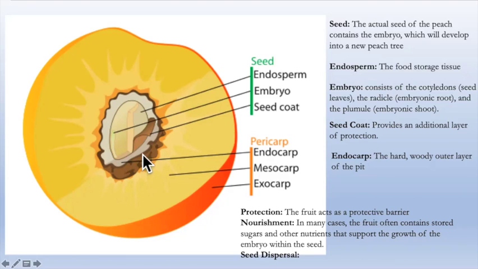Then there is the endocarp. The endocarp is another layer of protection. And the fruit acts as a protective barrier for the embryo. In many cases, the fruit contains some stored sugars, which helps with the growth of the embryo.